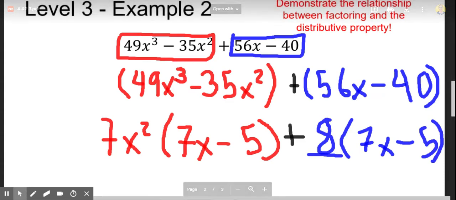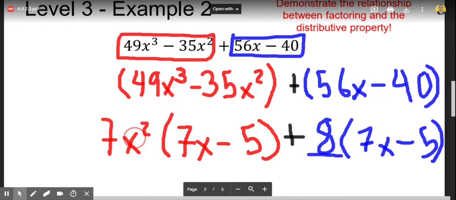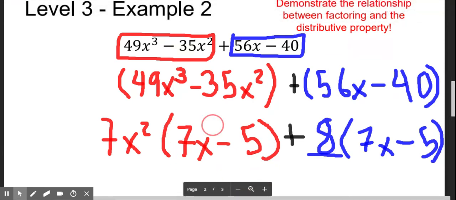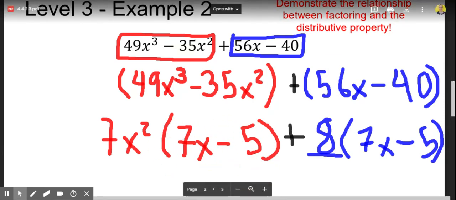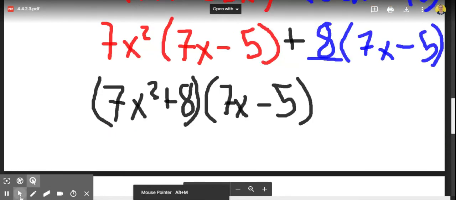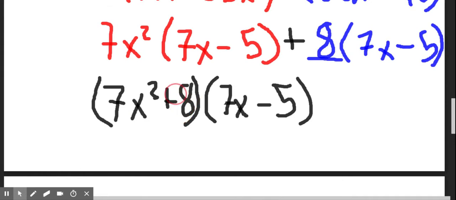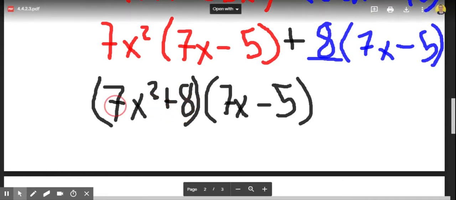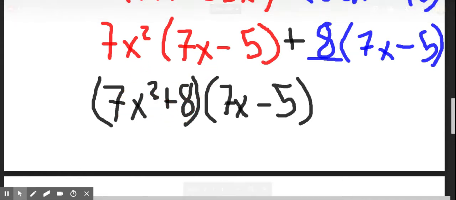So I'm going to go ahead and, just like we did before, 7x squared plus 8, each of these terms that's being added together is also being multiplied by 7x minus 5. So I'll show you how we're going to rewrite that. All right, perfect. Again, we have 7x squared plus 8, each of those terms multiplied by 7x minus 5.